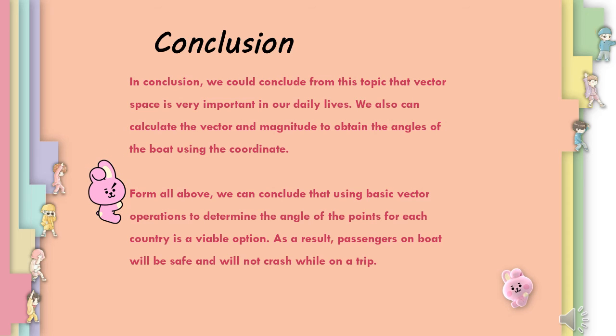In conclusion, we could conclude from this topic that vector space is very important in our daily life. We also can conclude that vectors and magnitudes can be used to obtain the answer for the boat using the coordinates. From all above, we can conclude that using basic vector operations to determine the position of the points for each country is a viable option. As a result, passengers on board will be safe and will not crash while on the trip.